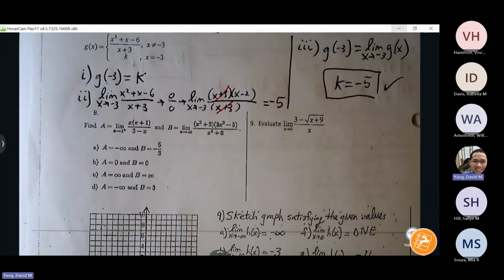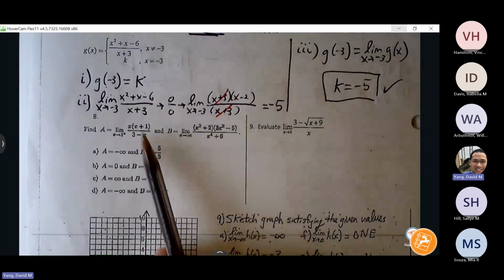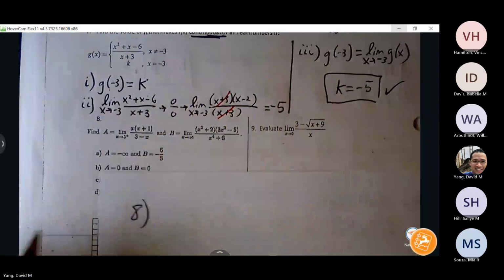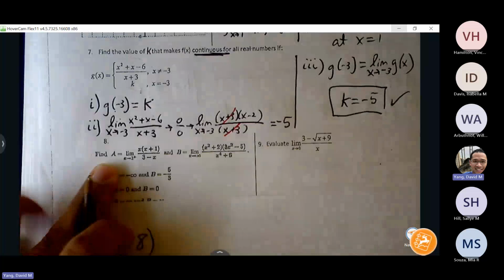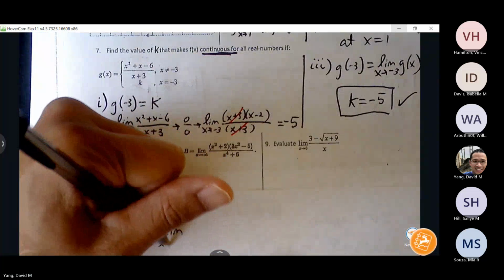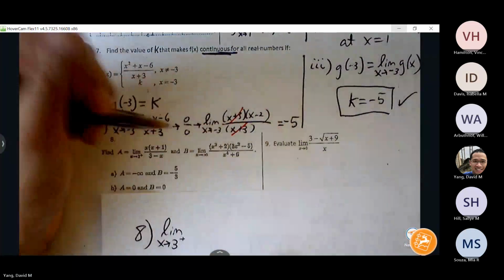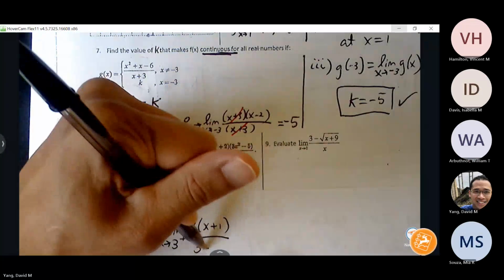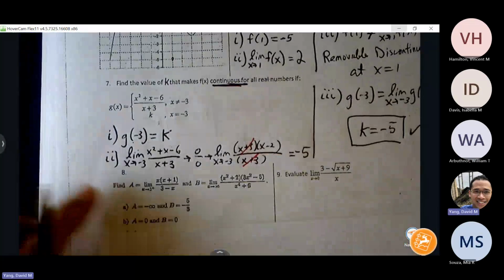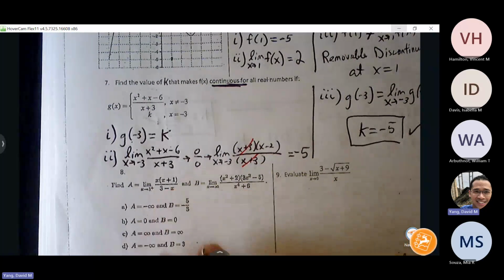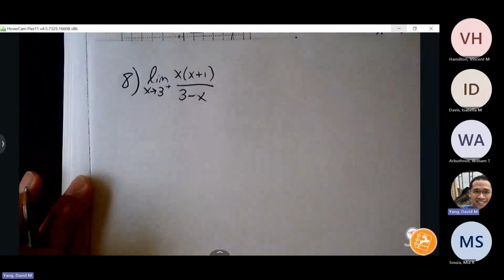Okay, number 8. We're just going to treat these like two separate problems, and we're just going to approach it that way. So here's number 8. We're just going to find the limit as x approaches 3 from the right. It's basically two separate problems. We'll find them separately, and then we'll match our answers. So let's go through our steps here.